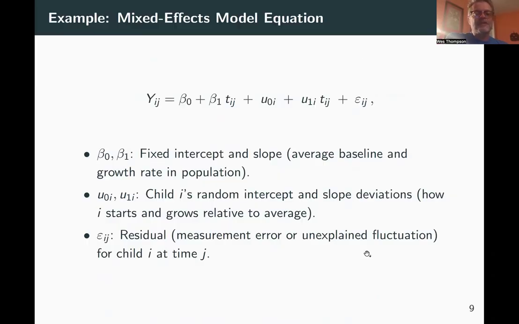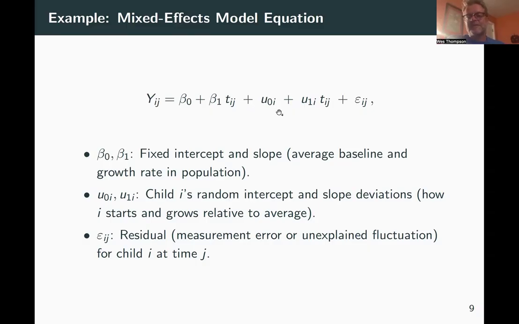So here's an example of a mixed effects model. This is something that you might want to apply to the ABCD data, where you have a fixed intercept beta 0 and a fixed slope beta 1. So if Yij is some response, say a brain imaging, neurocognitive, or mental health variable on subject i at time j, then you basically have a fixed linear component that's the same across everybody.